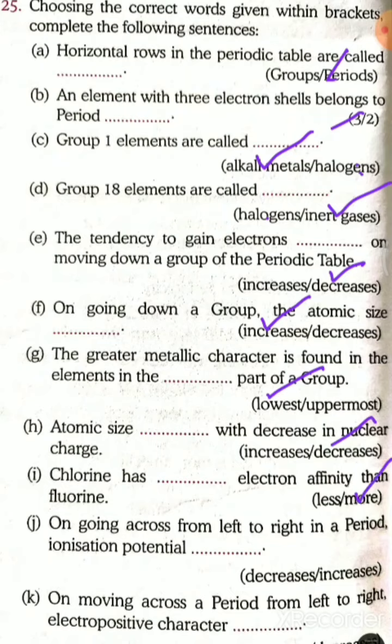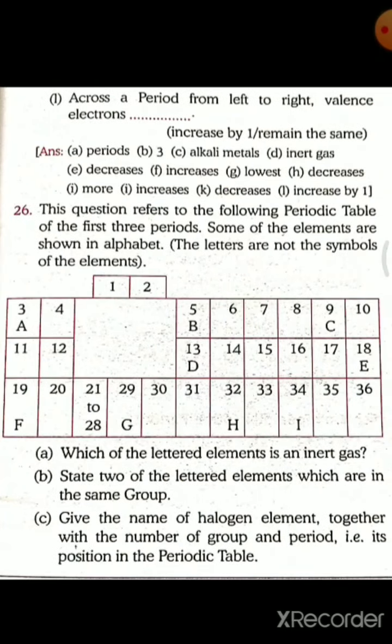On going across from left to right in a period, ionization potential increases. Then on moving across the period from left to right, electropositive character decreases. Then next, your answer is given here. Across a period from left to right, valence electrons increase by 1, because this is your new book and the answer is already given.